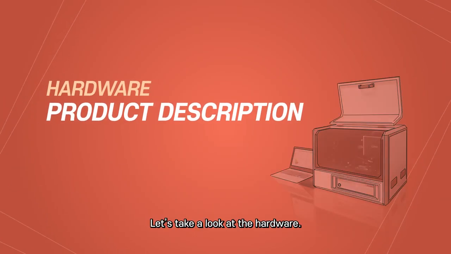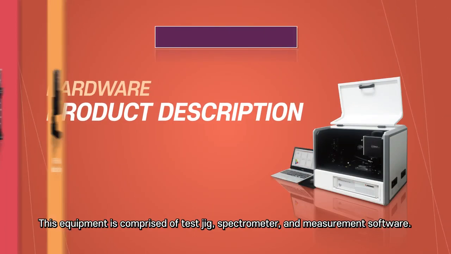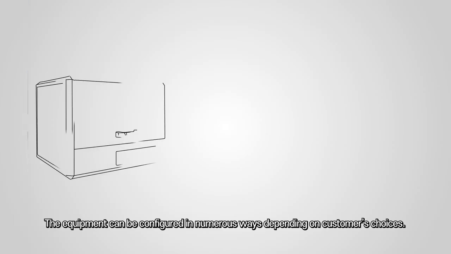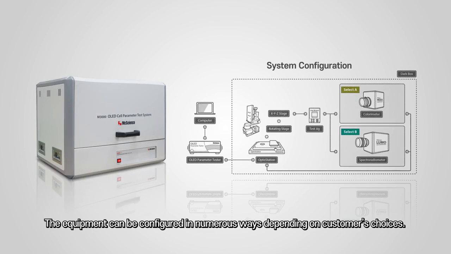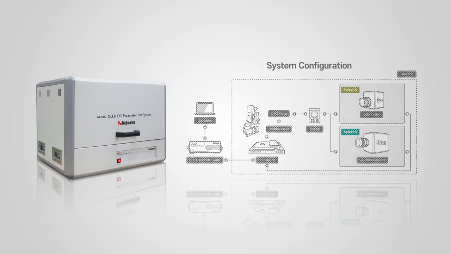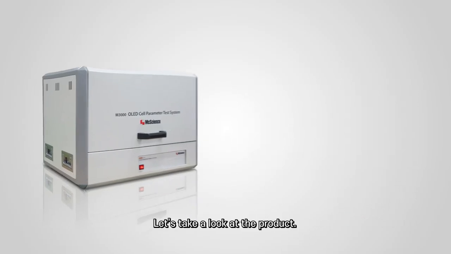Let's take a look at the hardware. This equipment is comprised of a test jig, spectrometer, and measurement software. The equipment can be configured in numerous ways depending on customers' choices. Temperature control format, measurement options, and other details can be selected by the user. Let's take a look at the product.